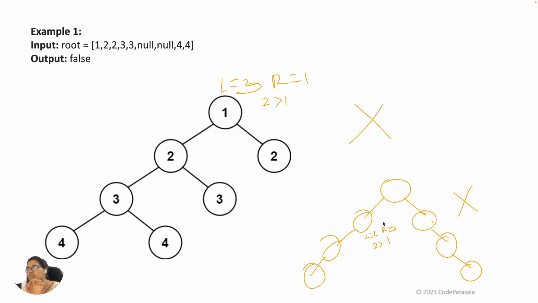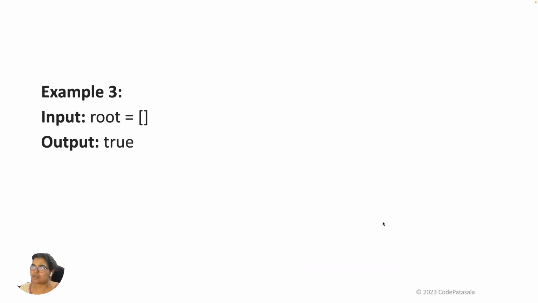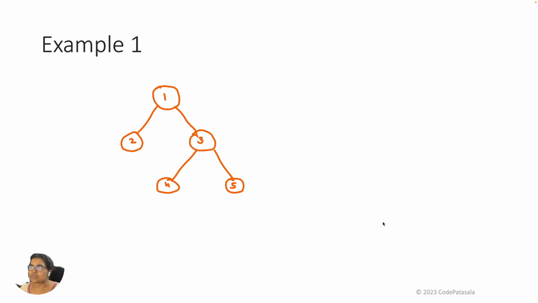Checking at every node using the normal height algorithm will be order of n square. So let's look at a more optimal solution. Okay, there is another case: if the tree is empty, then it is always balanced. So our algorithm would be an improvement on finding the height of the binary tree.